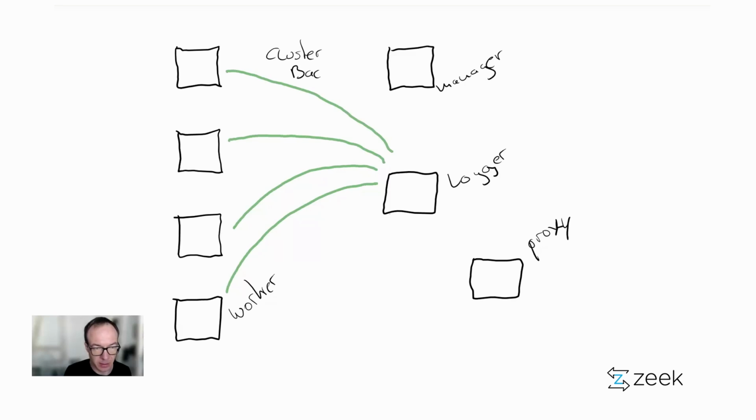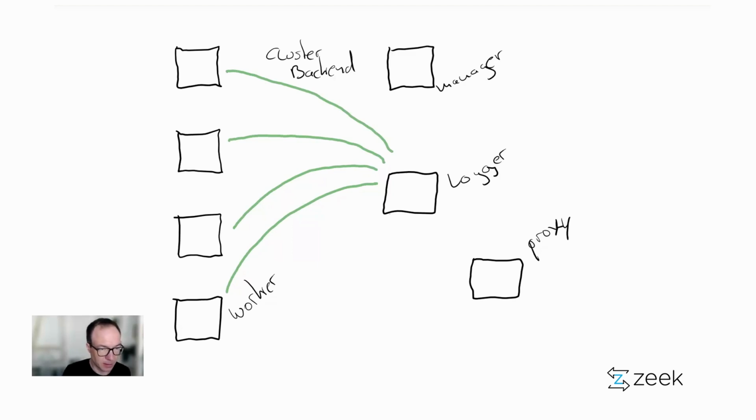So in Zeek 8.0, Broker, you might have heard of Broker as a cluster backend, will stay the default cluster backend, but it's now possible to run a Zeek cluster using ZeroMQ as a cluster backend, so that inter-process communication between those processes is done with ZeroMQ instead of Broker.